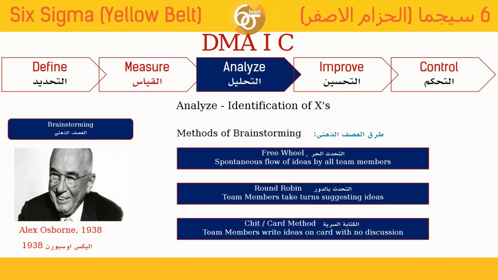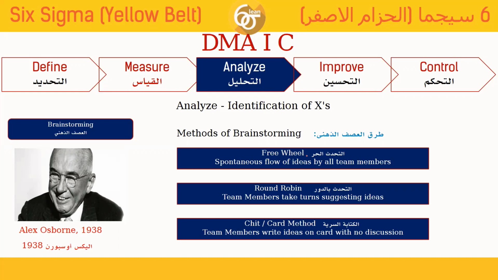But the manager and 2 or 3 people from his team are present as members in the brainstorming. So in this case, you will never get the root cause. So what will you do in this case? We will use the card method. Card method means we give paper to each member of the team, and he writes his own idea about the potential X or the root cause for this problem.